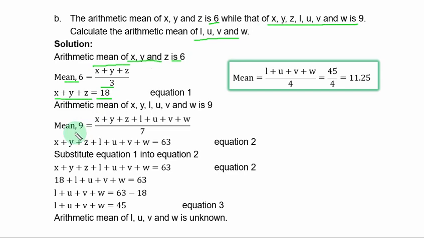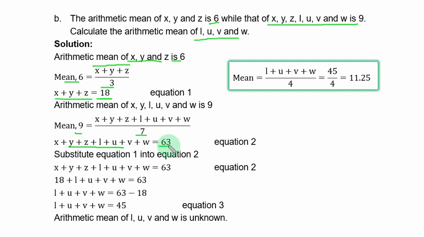So the mean is 9, equal to the sum of the letters over 7. You have 7 letters, and their mean is 9. Multiply through by 7. The sum of all the letters is equal to 63. Let's call that equation 2.